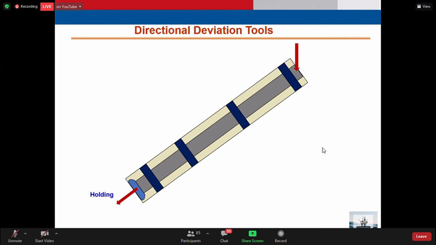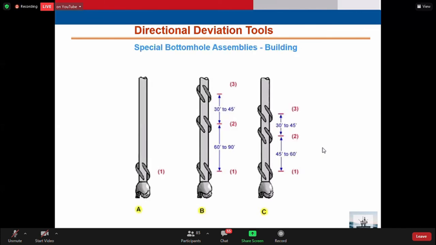If I want to maintain the angle without increasing or decreasing it, I place many stabilizers along the rotary bottom hole assembly, so I maintain the direction of the well. So, without any special tools, I can maintain the direction of the well, but this can be used only in non-complex situations.